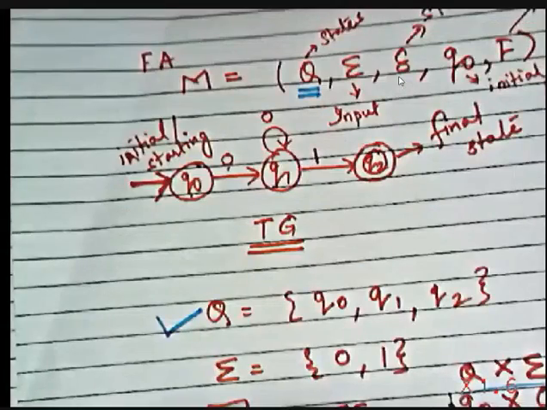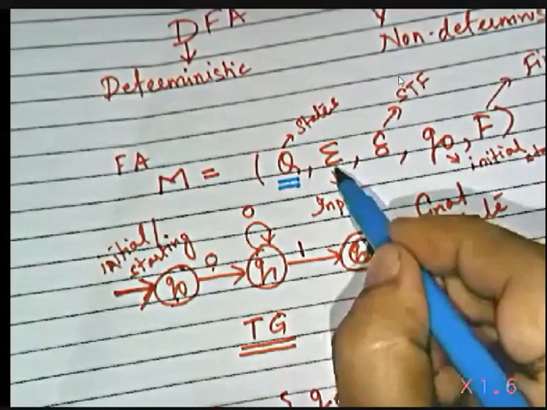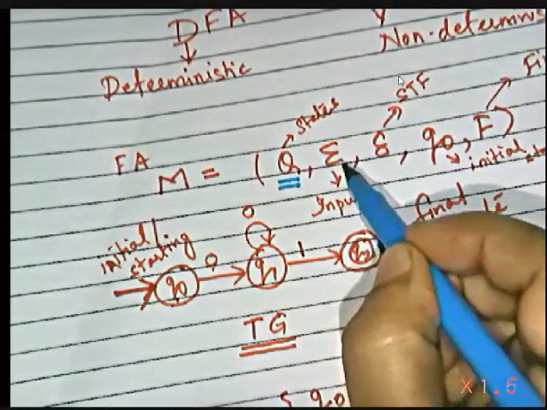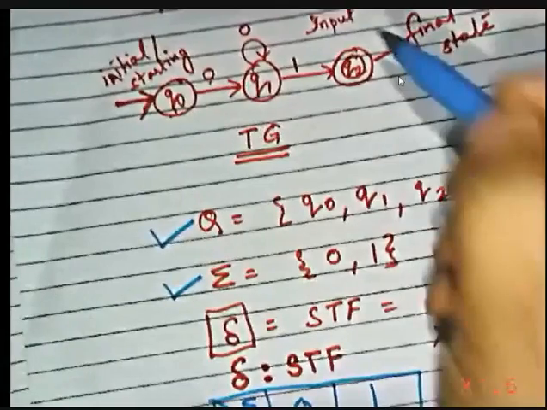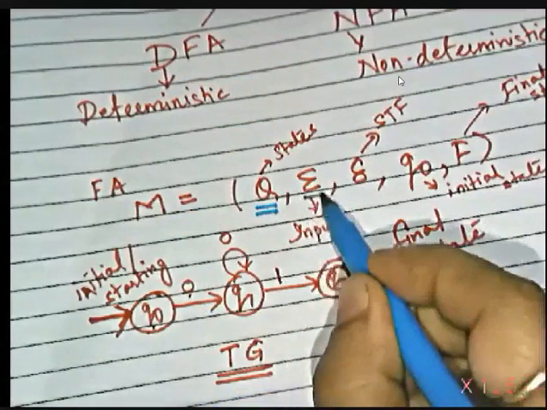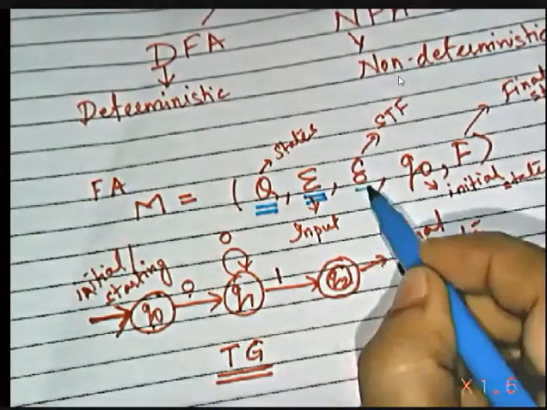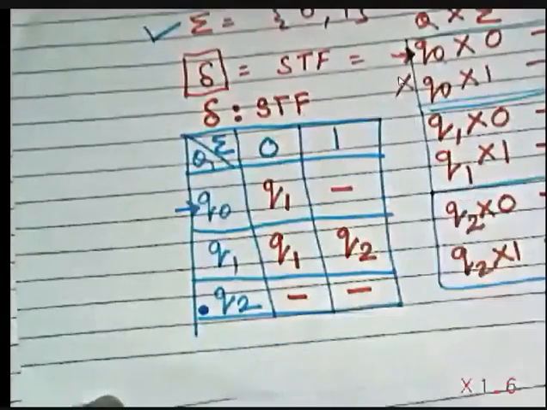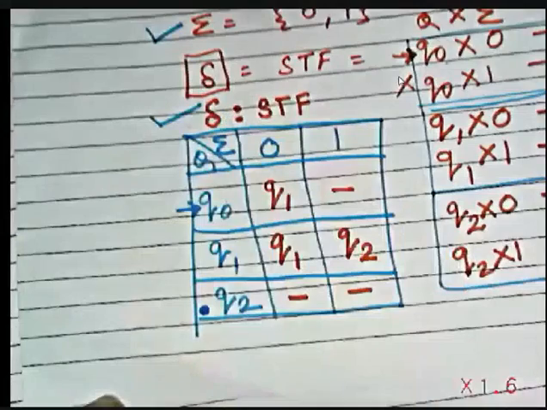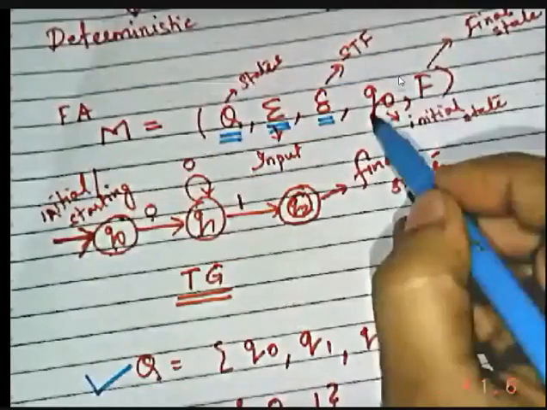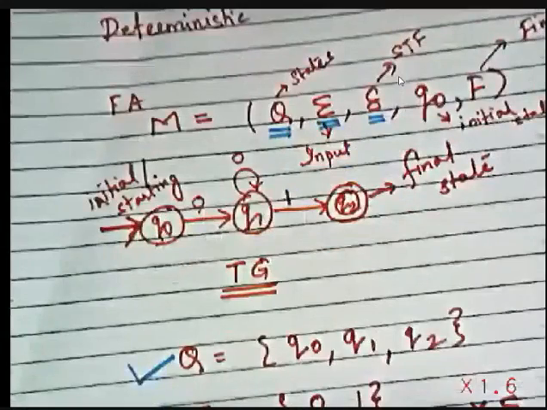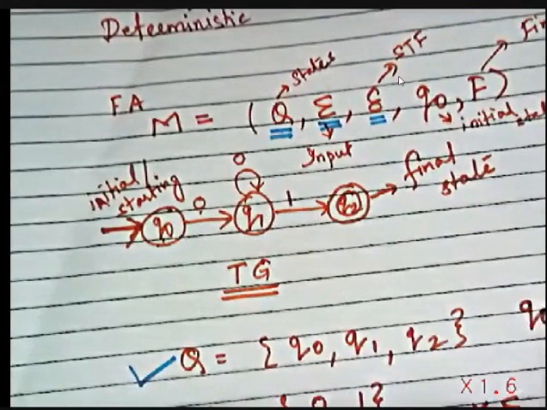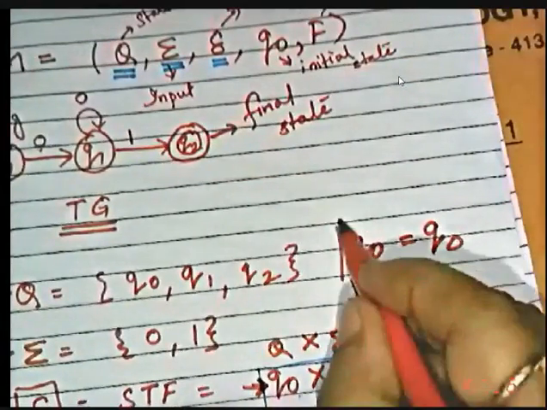Similarly, have I identified which are the inputs, or defined the alphabet? Yes. Next, do I know the delta function? Just now we have drawn this delta function, right? Now next is Q0. In this finite automata, my Q0 has the same name, Q0. My initial state is Q0.